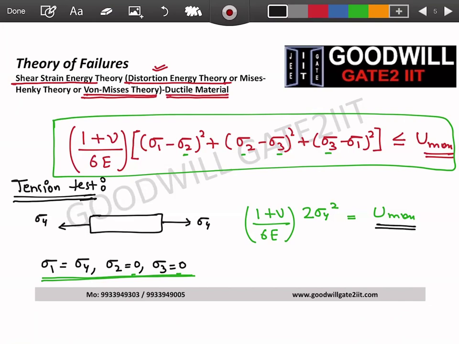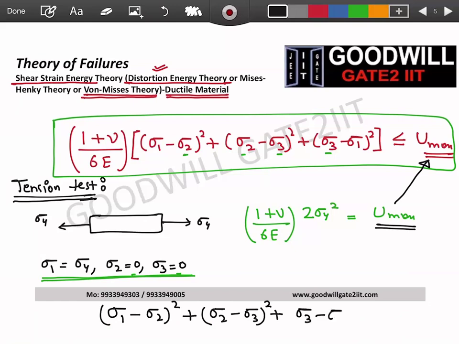Now, if you take this distortion energy and substitute it here, you can see this 1 plus nu by E will get cancelled out. I'm not cancelling it here. And the final expression which you are going to get will look something like this: sigma 1 minus sigma 2 whole square plus sigma 2 minus sigma 3 whole square plus sigma 3 minus sigma 1 whole square. If it is less than or equal to 2 sigma y square, we have a safe material.